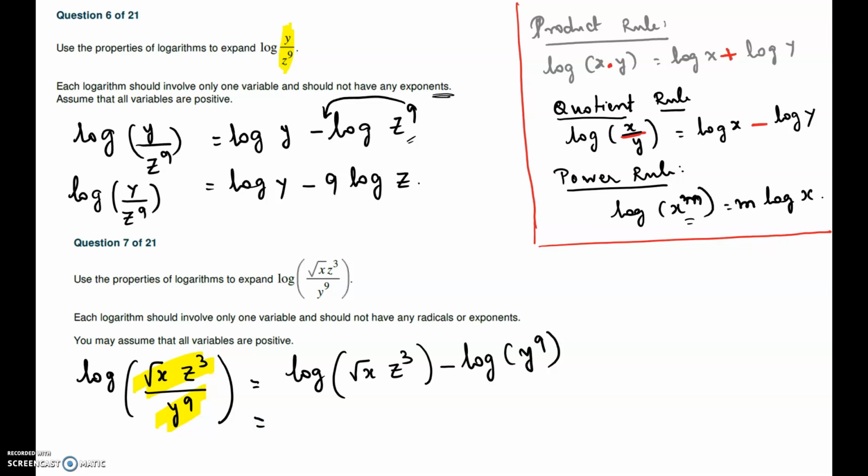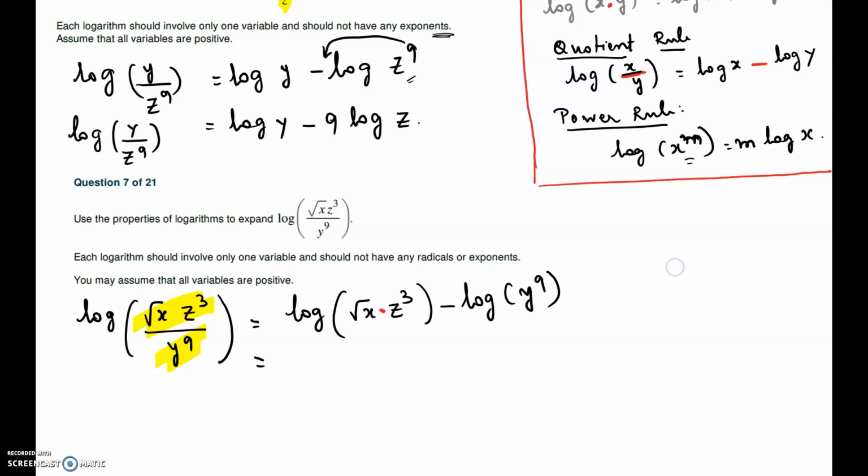So here we notice this root x z cube is root x times z cube. So now we are going to apply the product rule here. So we will have log of square root of x plus log of z cube. This is by the product rule. Minus, and this is y to the 9.